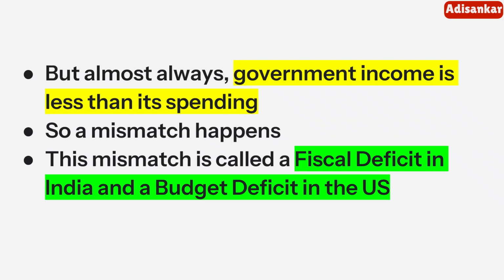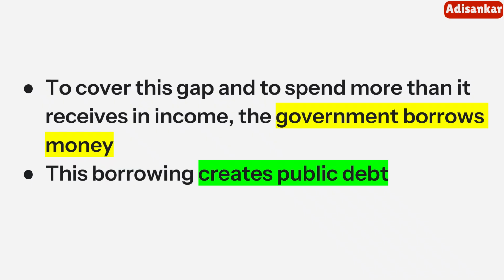In almost all the cases, government income is less than its spending. So a mismatch happens. This mismatch is called fiscal deficit in India and budget deficit in the US. Both are same, called in different terms. To cover this gap between income and expenditure, and if the government wants to spend more than it receives in income, the government borrows money. This borrowing is called public debt.